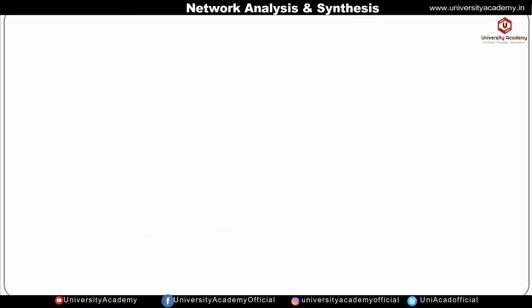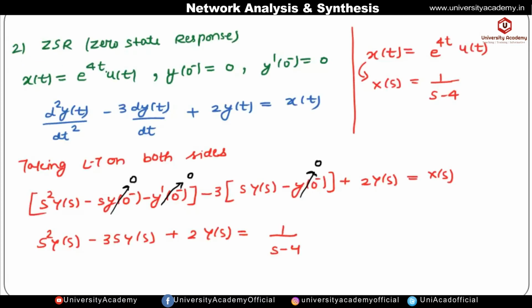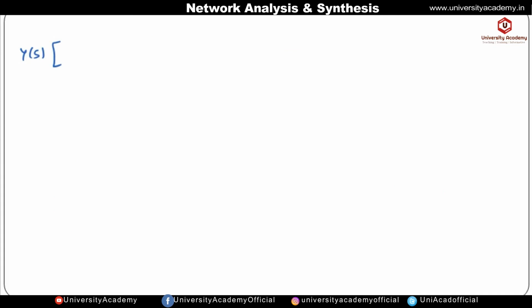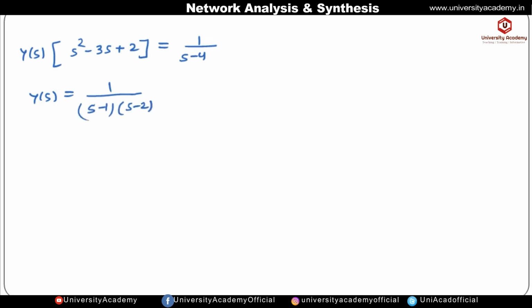Okay, so now let us take Y(s) common. We are getting s² minus 3s plus 2, so (s² minus 3s plus 2) Y(s) is equal to 1 by s minus 4. Now Y(s) we are getting 1 by the factors of s² minus 3s plus 2, which will be s minus 1 and s minus 2, the factors of this quadratic equation. Then in the denominator we already have s minus 4.